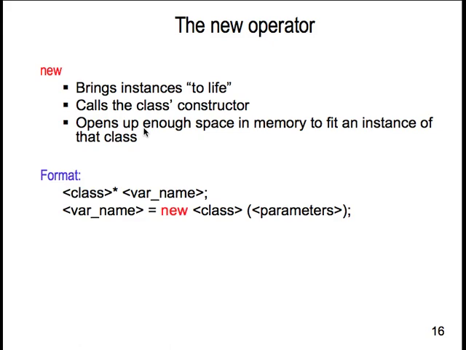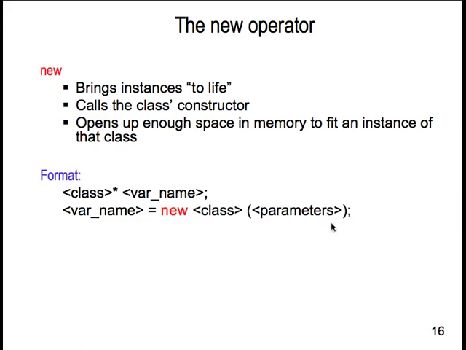So new brings the instance to life, creates a new existence, calls the class constructor, and it opens up the memory space to fit the instance of the class that you're creating. So in terms of our syntax, what we have is the class, in our case CDog, with the asterisk and the variable name. We called it C1. And now we say C1 is equal to new, the name of our class, CDog, with any parameters.